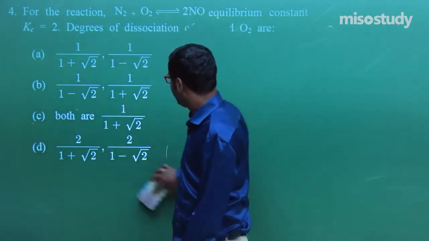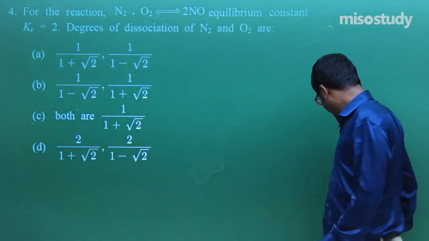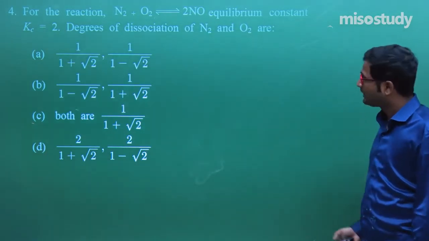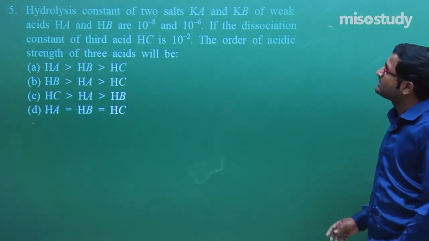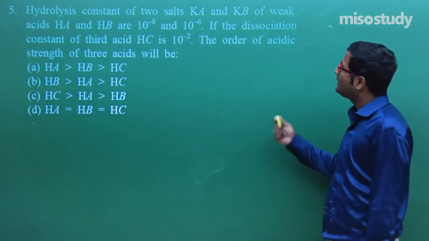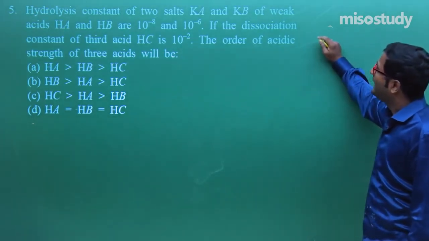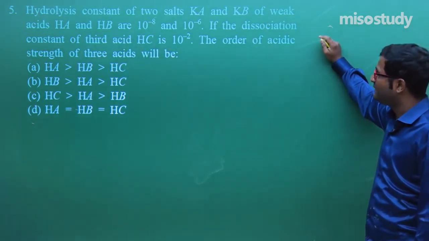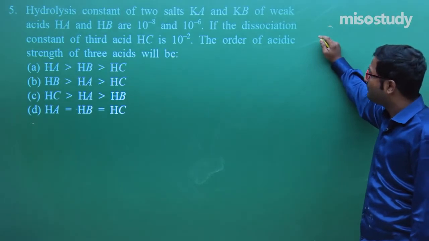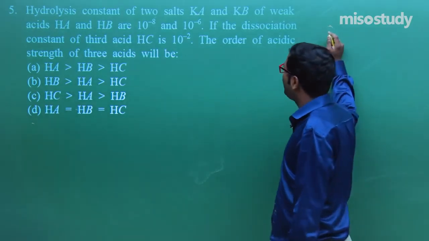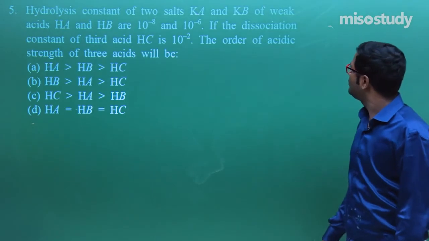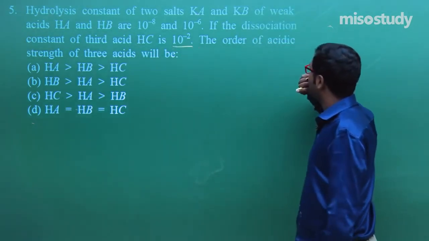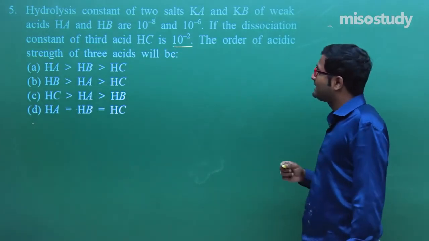Now let's move to the next question. What will happen in this case? Check it out. Okay, now this is one of the good questions. Hydrolysis of a salt: Ka and Kb of weak acids HA and HB are 10 to the power minus 8 and 10 to the power minus 6. If the dissociation constant of the third acid is 10 to the power minus 2, what is the order of acidic strength? Good question.